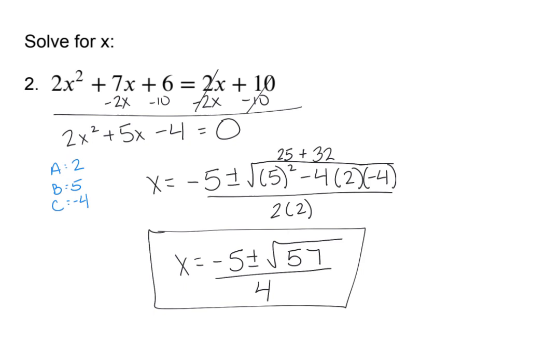It's important to understand we still have 2 answers here. We haven't talked about that too much, but remember you could write this as negative 5 plus root 57 all over 4 and negative 5 minus root 57 all over 4. Those are the same answers because remember that plus or minus means you have the positive and the negative version.